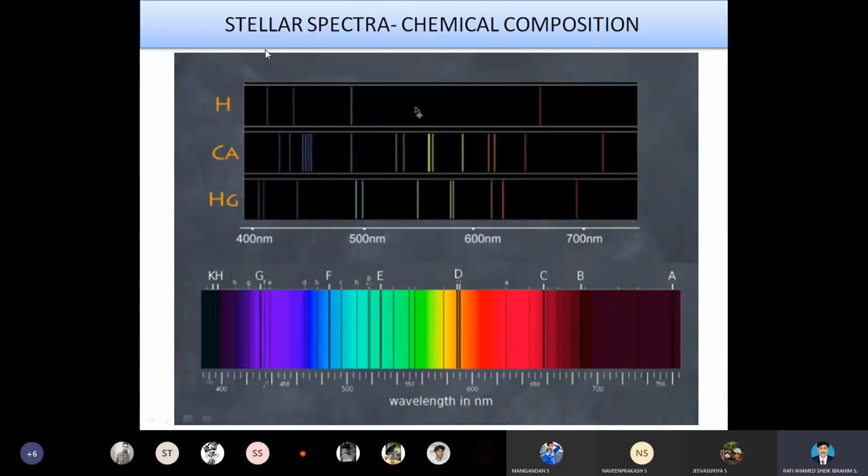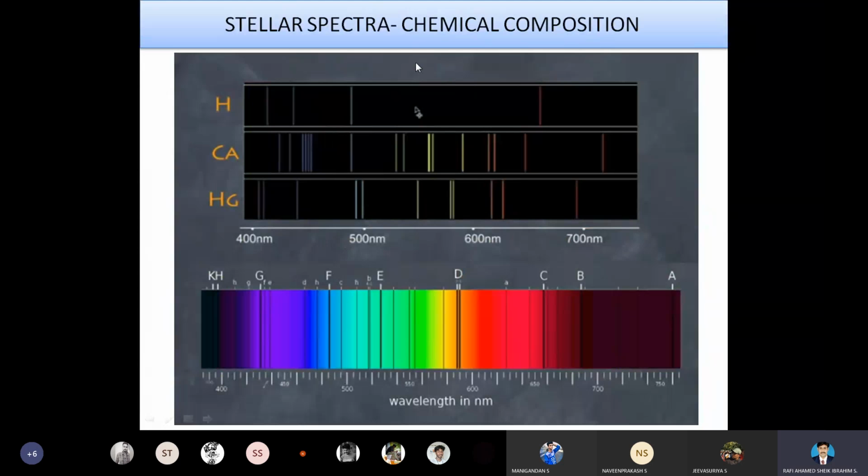See, so this is just the general diagram. As I already informed, to study the spectroscopic variation in astronomy, we have to consider three parameters. One is the chemical composition, the second one is the temperature, and the third one is the magnitude, the luminosity.